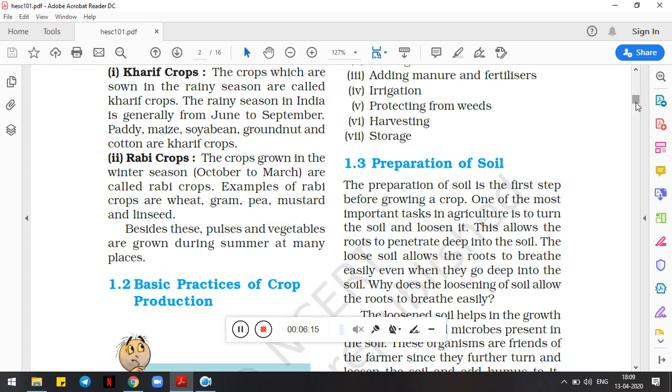Crop means what? It is when some cereal is grown on a large scale in one field, we call it a crop. Crop has two patterns, kharif crop and rabi crop. Now basic practices of crop production are, first of all, you must have seen the farmers, how they are doing it.